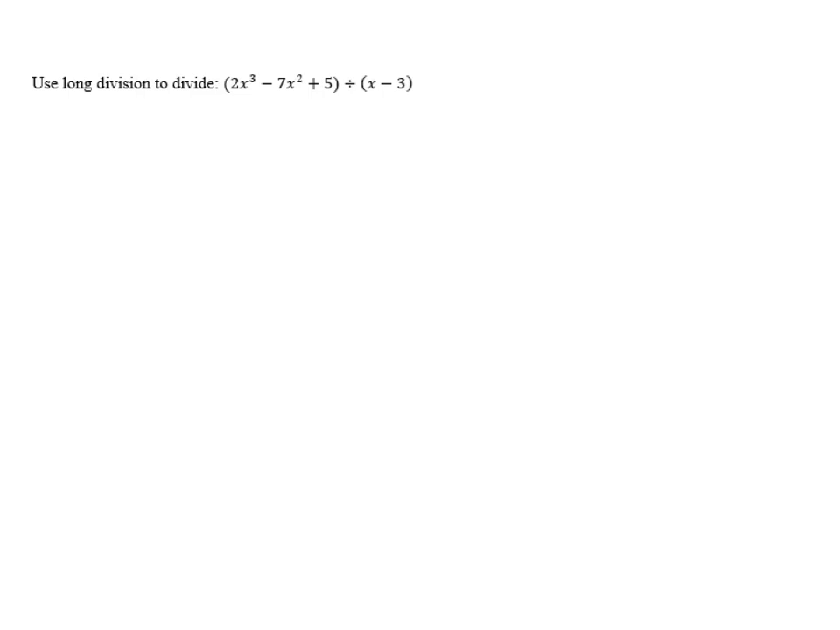Use long division to divide 2x cubed minus 7x squared plus 5 divided by x minus 3.